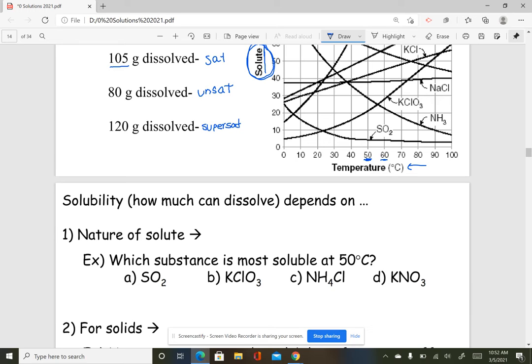Okay, so I want you guys to give that a try. Go find these 4 lines at 50 degrees Celsius, which one is the highest.